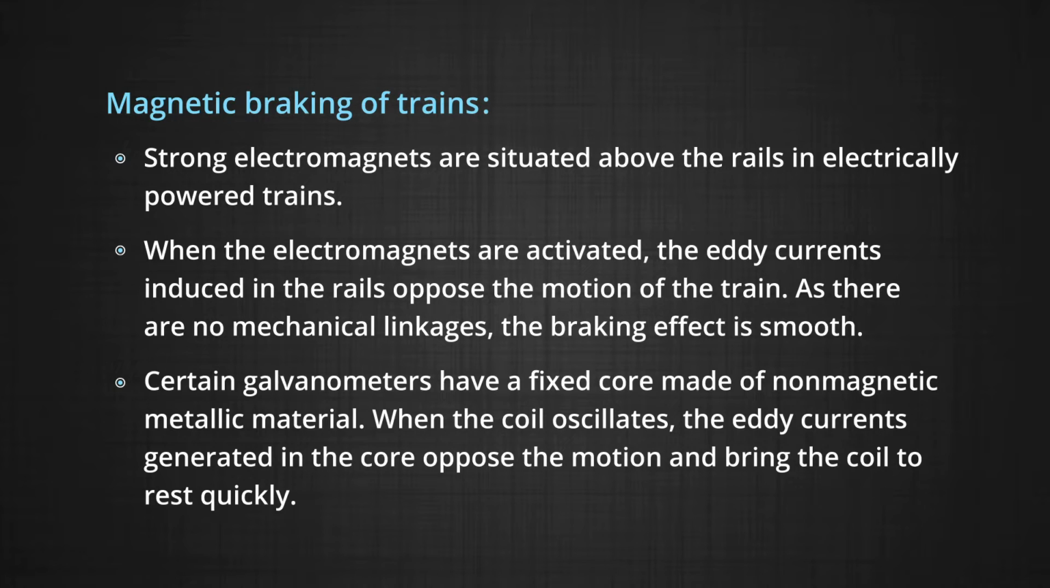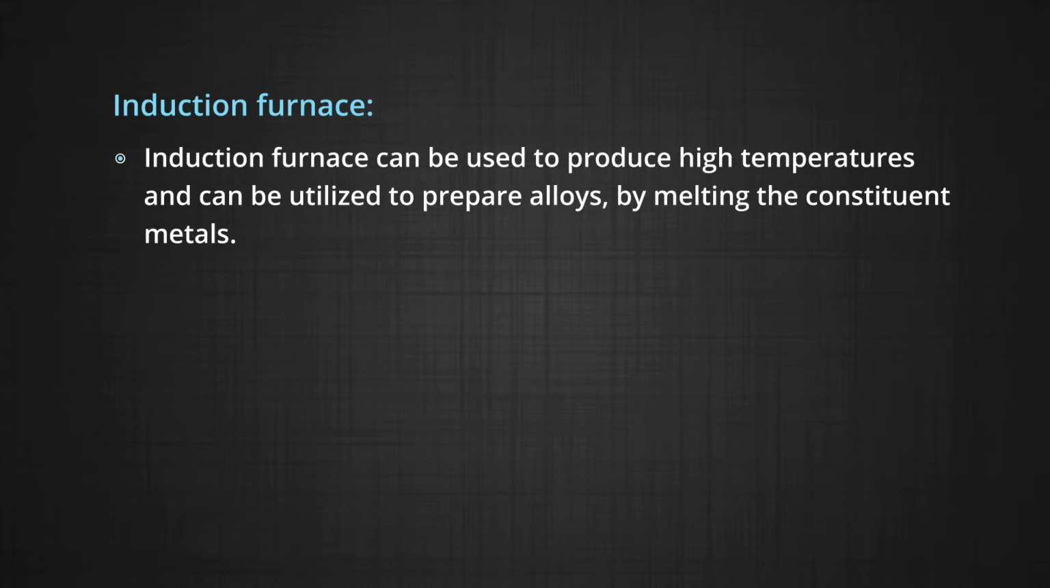Certain galvanometers have a fixed core made of non-magnetic metallic material. When the coil oscillates, eddy currents generated in the core oppose the motion and bring the coil to rest quickly. Another application is that of the induction furnace. An induction furnace can be used to produce high temperatures and can be utilized to prepare alloys by melting the constituent metals.